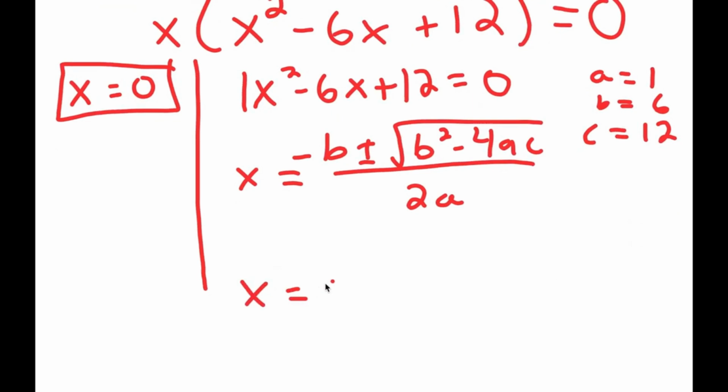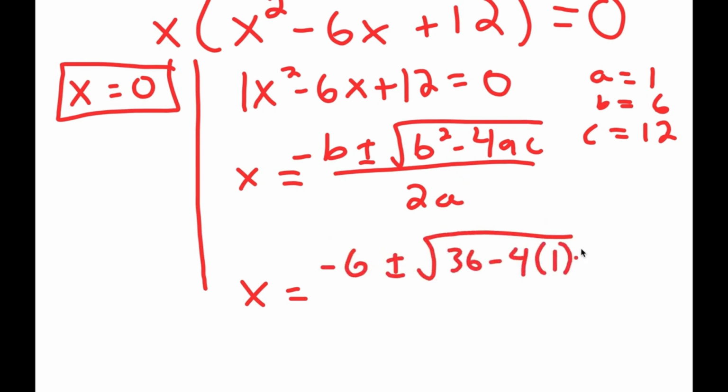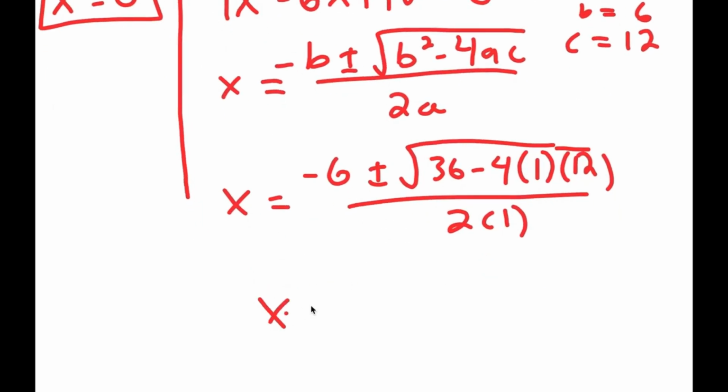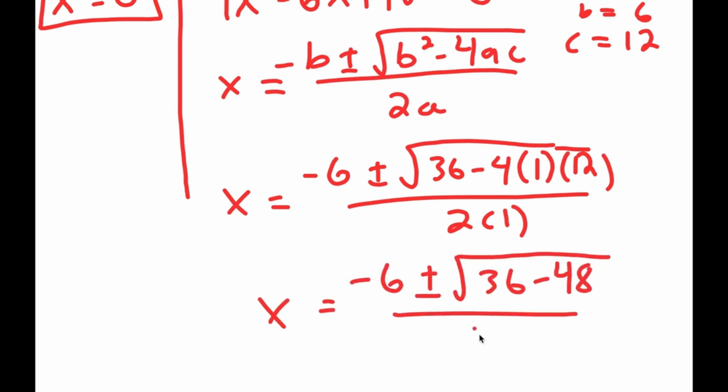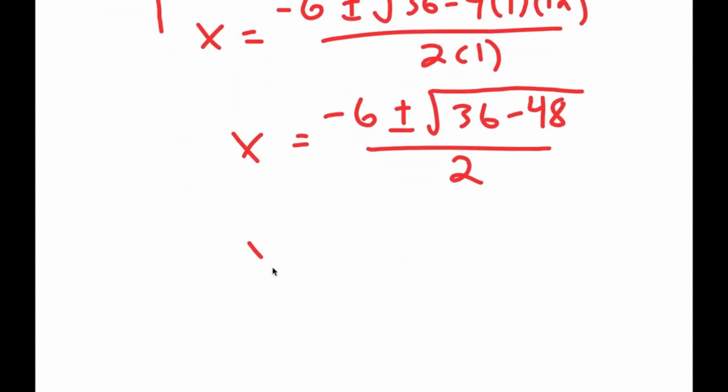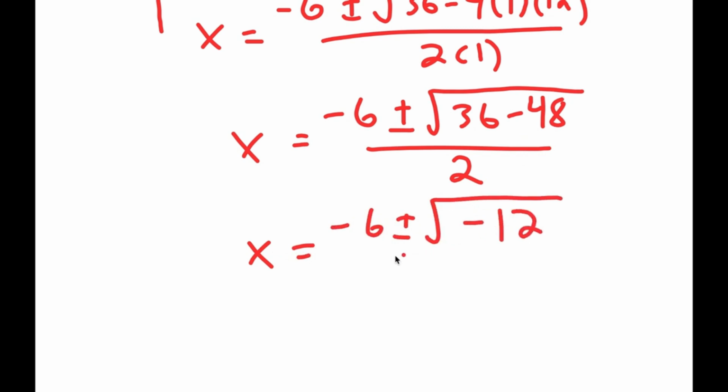So if I plug these values into my quadratic formula, I get negative negative 6 plus or minus the square root of b squared, so 6 squared, which is 36, minus 4 times a, which is 1, times c, which is 12, all over 2a, so 2 times 1. And this is equal to 6 plus or minus the square root of 36 minus 48 over 2 times 1, which is 2. And this is equal to 6 plus or minus the square root of 36 minus 48, which is negative 12, over 2.